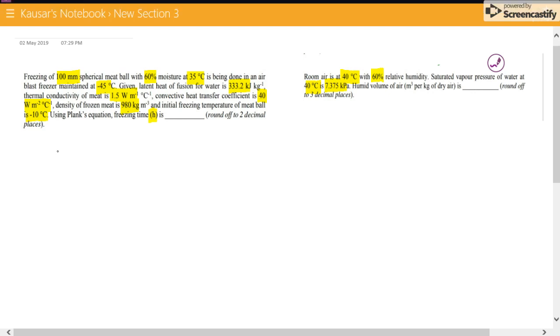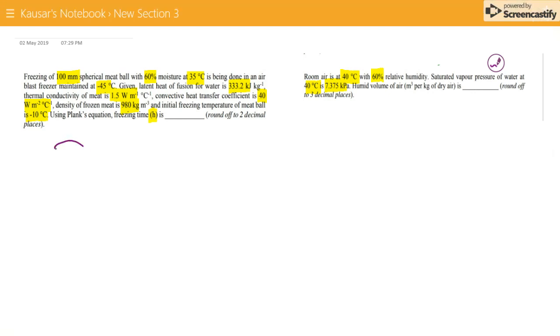In this numerical, we have to calculate the freezing time of a meatball. We have a meatball and we have to calculate the time required to freeze this. The initial freezing temperature of this meatball is minus 10 degrees centigrade and the surrounding temperature is minus 45 degrees centigrade. And for calculating the time, we have to use the Planck's equation.